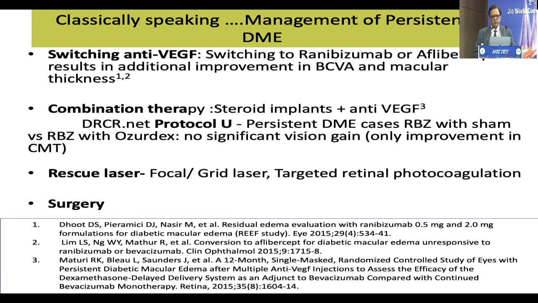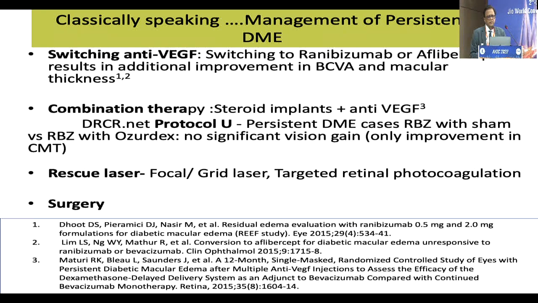So the second is combination therapy. We already heard Rajiv Raman on that, and Protocol U showed us very clearly that there was no role of combination therapy, and ranibizumab with sham did as good as ranibizumab with Ozurdex. So no significant improvement in vision, but there was improvement in the morphology, in the central macular thickness.